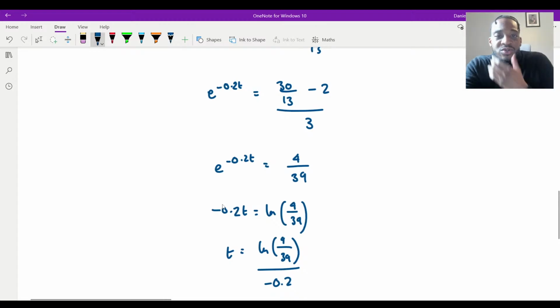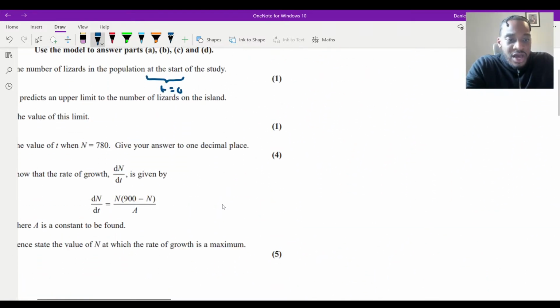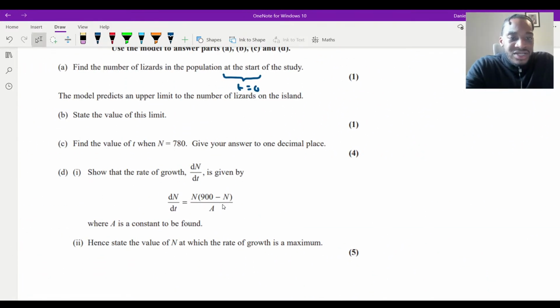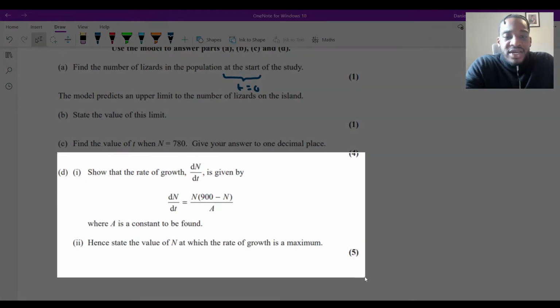Okay, so you've done that. So t equals 11.4. So that one's done. And then part D. Now this one is a bit tricky, right?